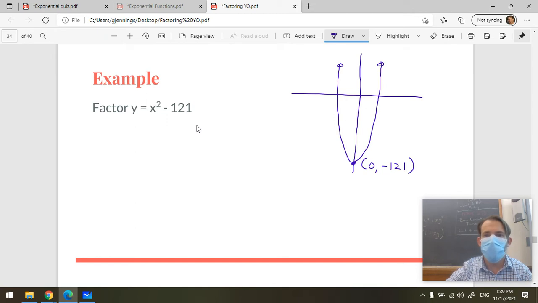Notice that if it's symmetrical around the y-axis, if I told you that this root was negative a, what would this root be? Yeah, it would be the same number but positive. So these roots are going to be symmetrical. They're going to be flipped signs of each other. Okay, so what's the square root of 121?